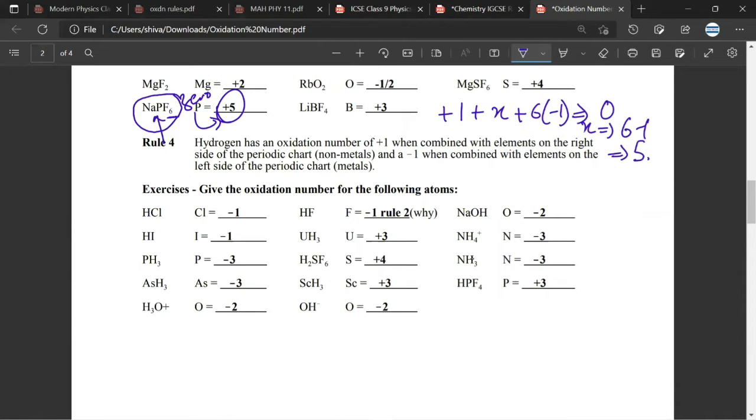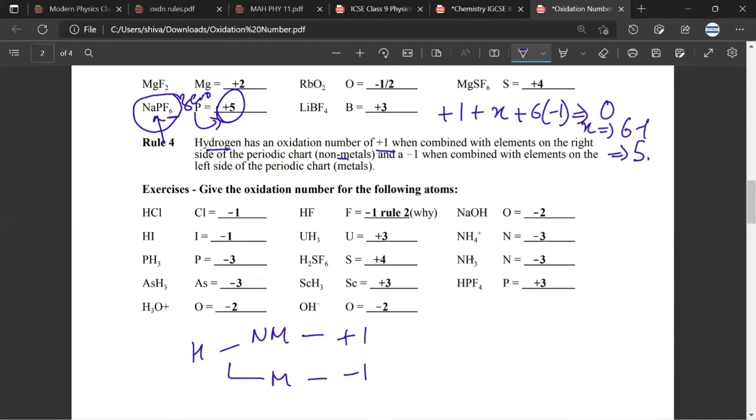Yes. When we look at hydrogen, the oxidation number is +1 when combined with the non-metals. So hydrogen is a very interesting case. When it is combined with non-metals, its oxidation number is +1, and when it is combined with metals, then it is -1.